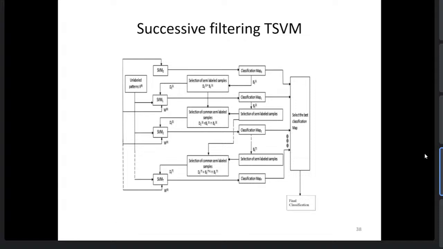I'm not going into the details because time is very short, only 26 minutes are there. Now move to the next slide.